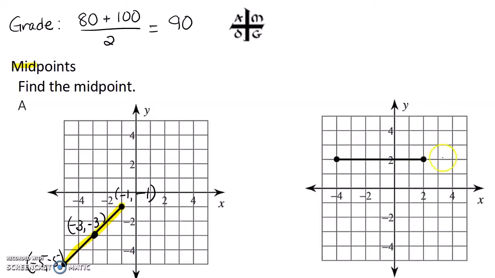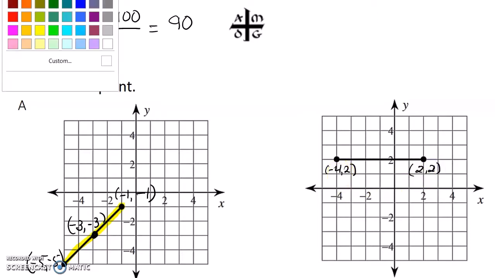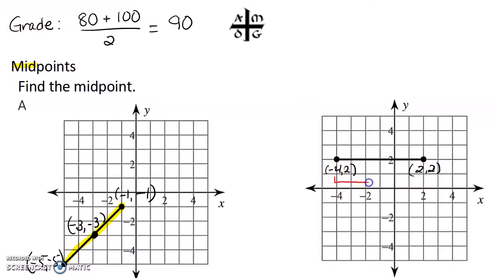If we look at the second example, we can see one point is (-4, 2), and the other endpoint is (2, 2). So if we average the x's, -4 plus 2 is -2, divided by 2 is -1. And then if we average the y's, 2 plus 2 is 4, divided by 2 is 2.